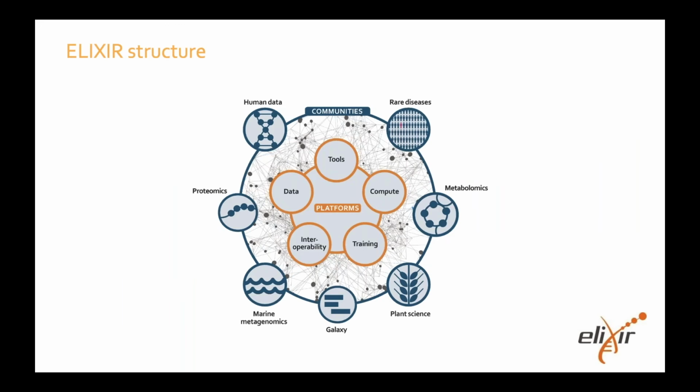Okay. So ELIXIR is the organization in Europe that brings together the different resources for research in the life sciences. And well, the aim is just to coordinate all that in a single infrastructure and to help scientists with data sharing, exchange of expertise, and also giving some guidance and some standards. So there are two kinds of activities inside ELIXIR. There are platforms and there are communities.